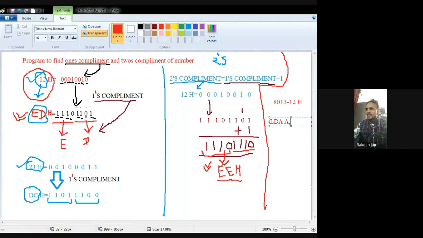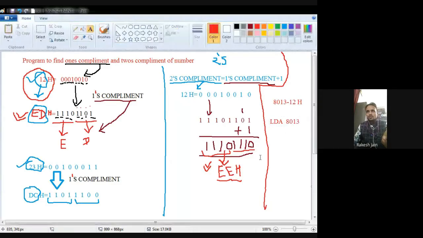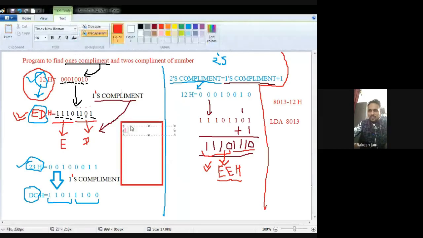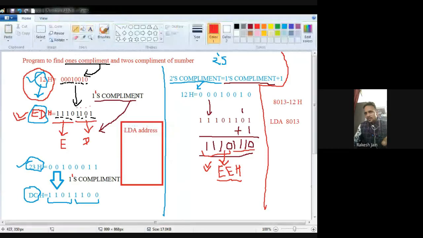So how will we start the program? First of all, load the accumulator with this data. So directly there is an instruction LDA and write down the address of that. So LDA, load the accumulator with this address. So what is the address? 8013.